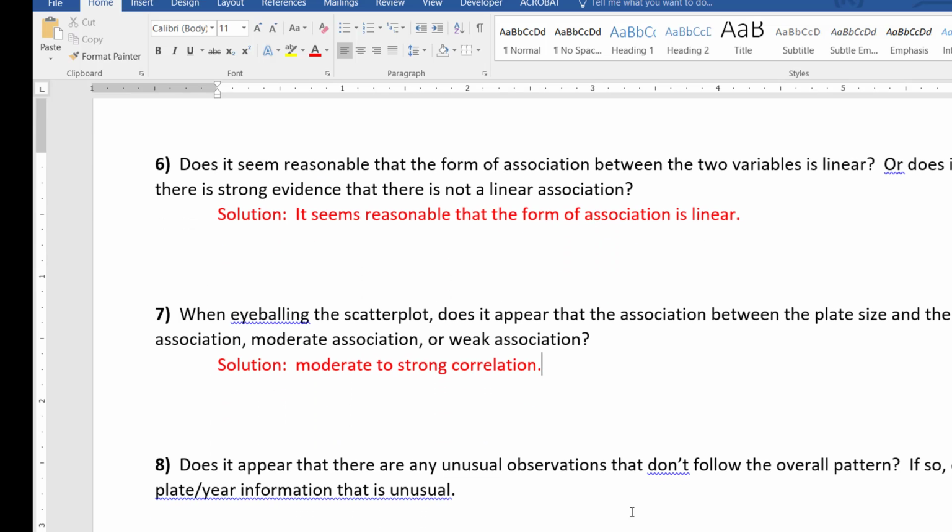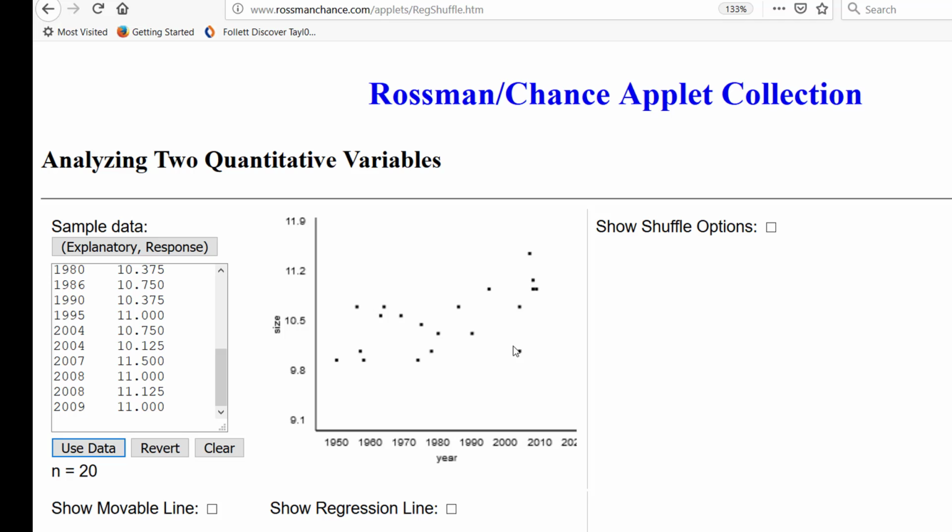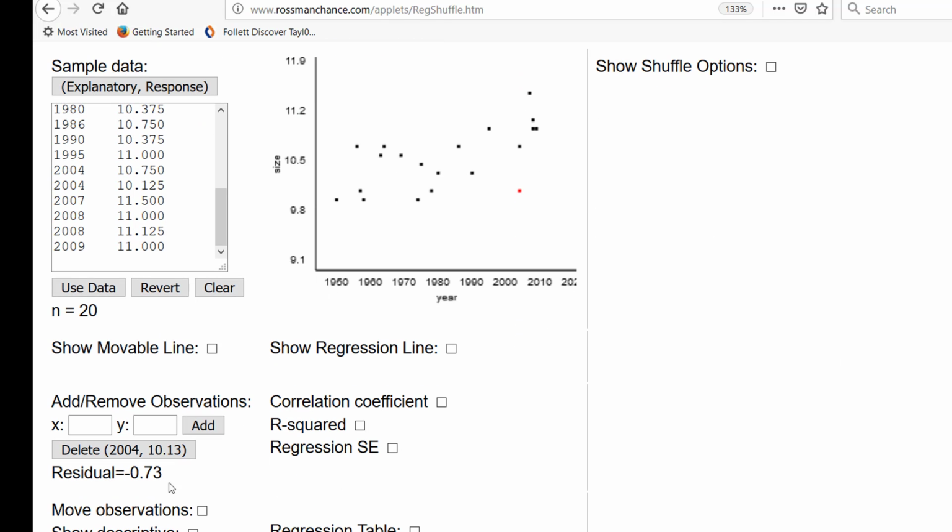So part 8, does it appear there are any unusual observations? If so, describe that in context. So looking at this scatter plot, perhaps this data point down here in the bottom right might be a bit unusual. You notice that that is a plate that looks like it was made around maybe, well, actually, let's go look. If I click on that data point in the Rossmann Chance applet, in the bottom left, it says that that is the year 2004, and it was a plate that had diameter 10.13.